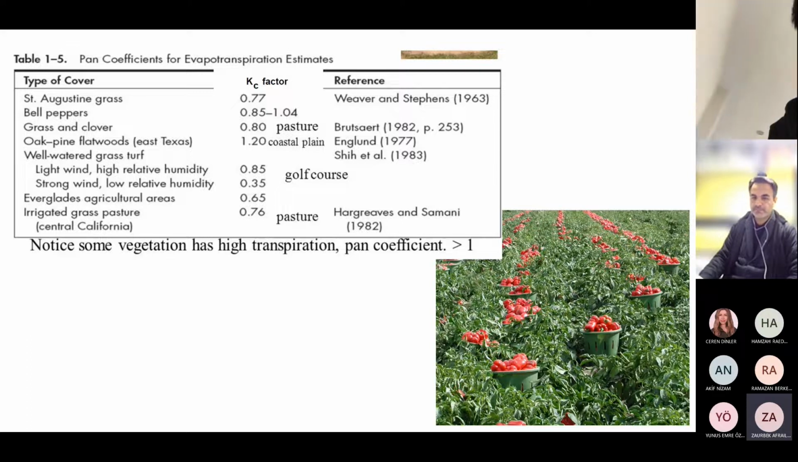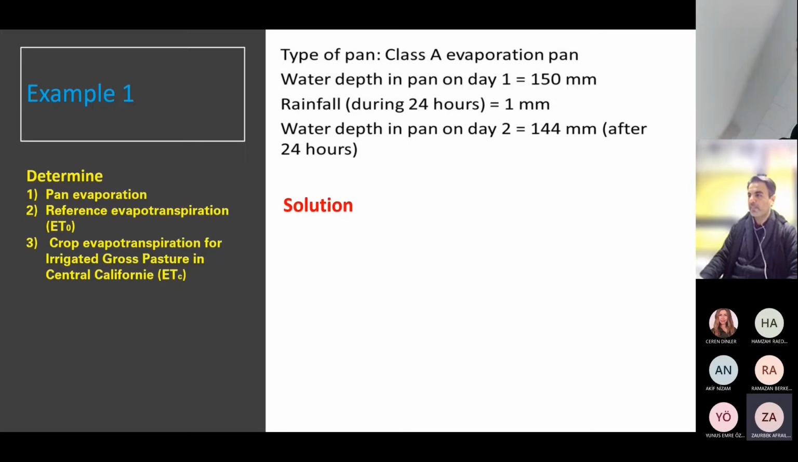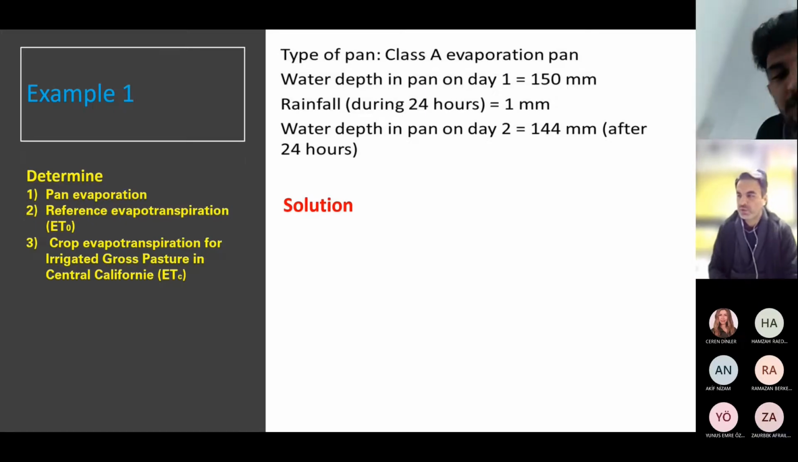Any question? Any question? Let's see an example to check how we use those values to solve a problem.